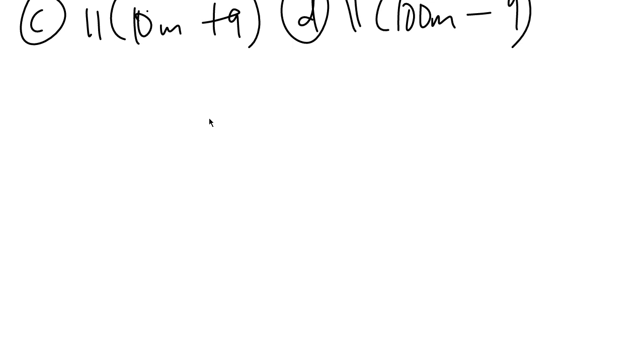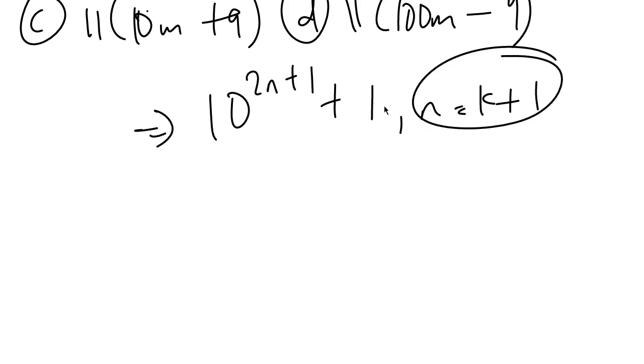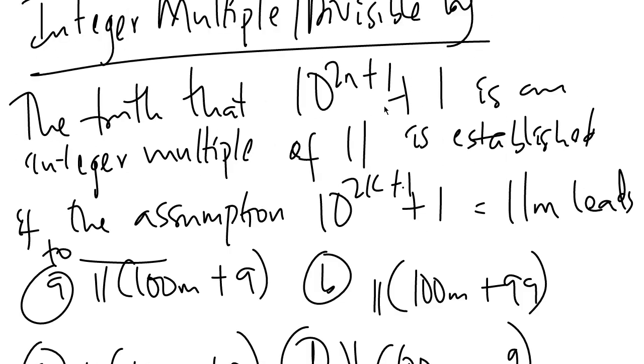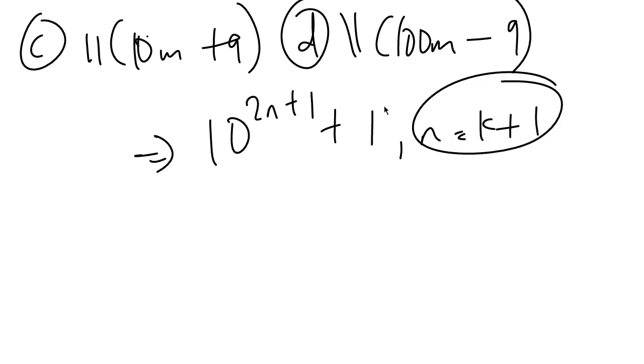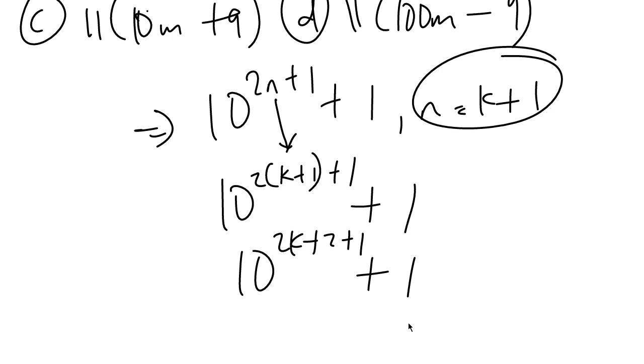Remember that the expression given to you is what? 10 to the power 2n plus 1 plus 1. So if you now substitute n as what? K plus 1, because the question has already given you the expression when n is equal to k. Then at n equal to k plus 1, it will be what? 10 to the power what? 2 into what? K plus 1. I'm now substituting n as what? K plus 1 plus 1. Are you following? Then 2 into k plus 1 is 2k plus 2. Then plus 1 plus what? Plus 1. Are you getting it?